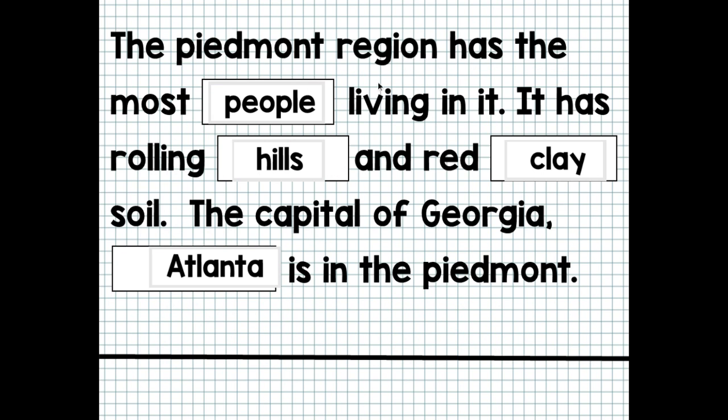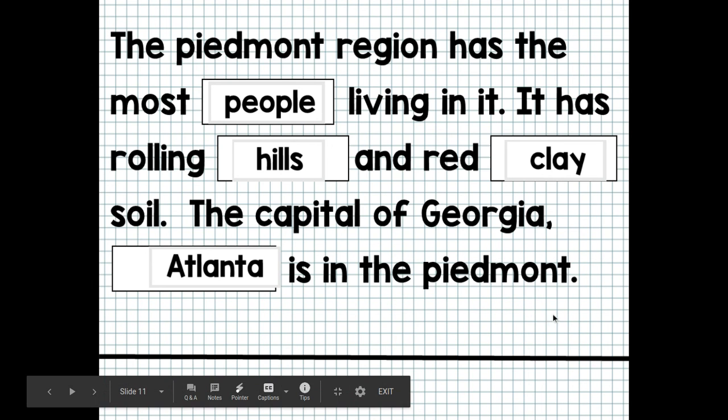All right. The most people live in the Piedmont region. That means it has the highest population. It has rolling hills and red clay soil. The capital of Georgia, Atlanta, is in this region, the Piedmont region.